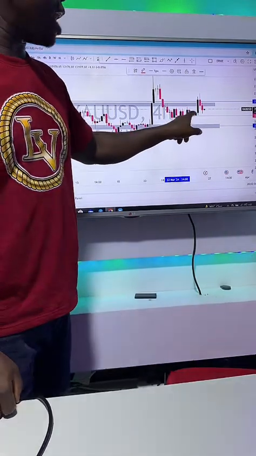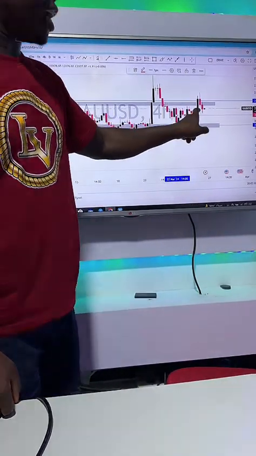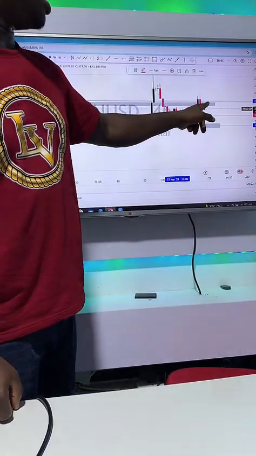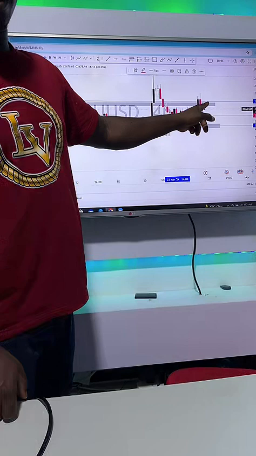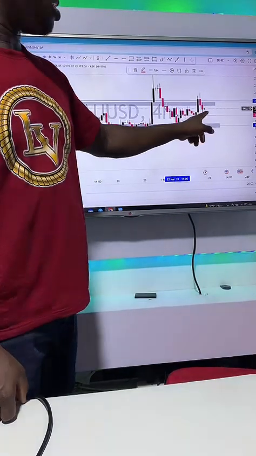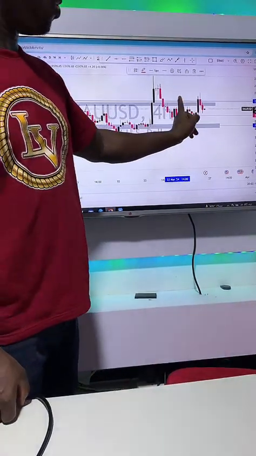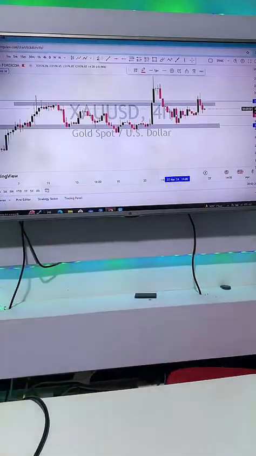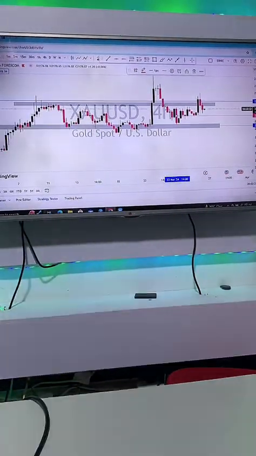If it gets here and because of the bullish engulfing, it reverses, then gold will come back to the 2180 zones. Okay, so watch out. How the daily candle will close will also give us a clue of what is likely to happen. All right, I hope now it's clear.